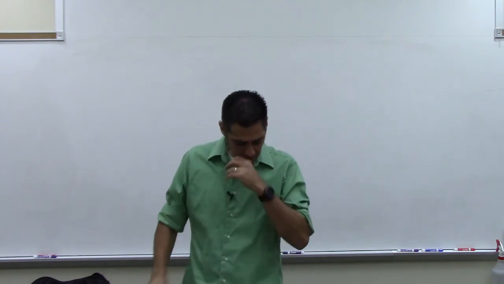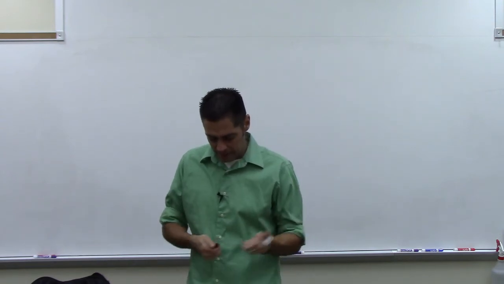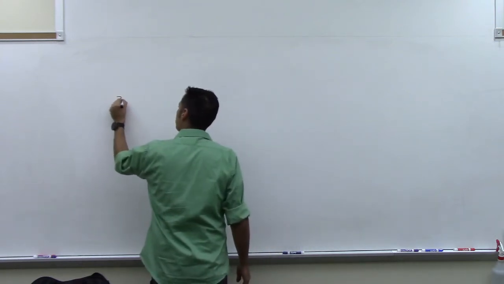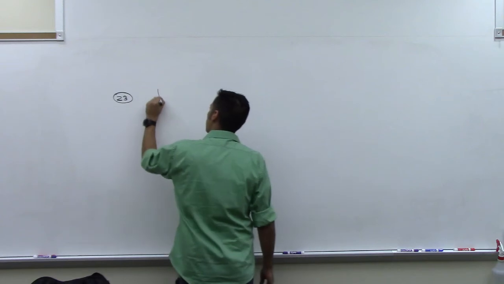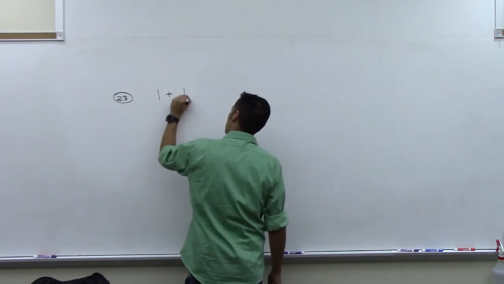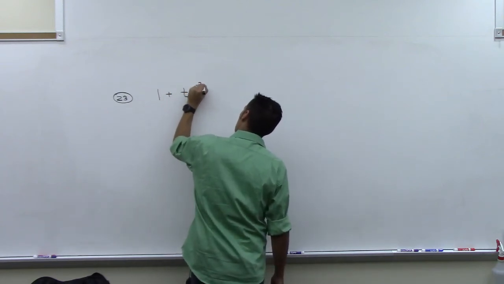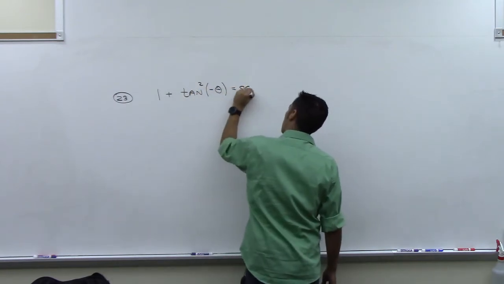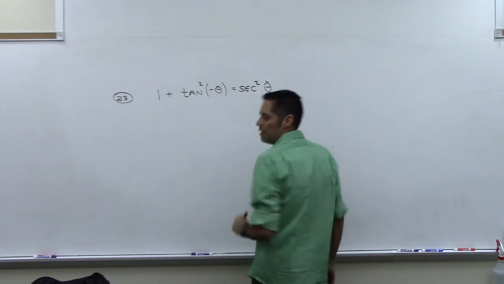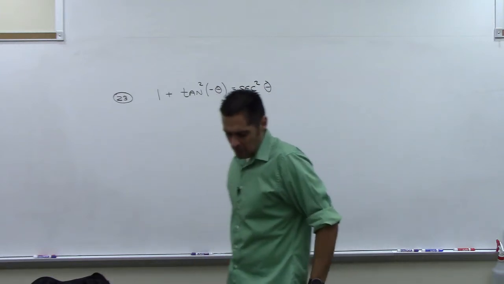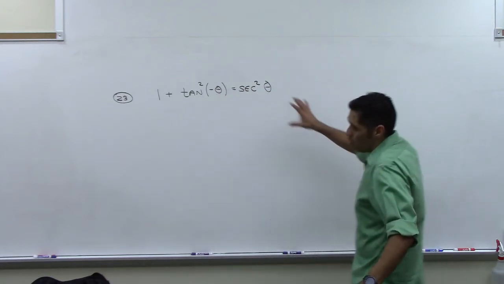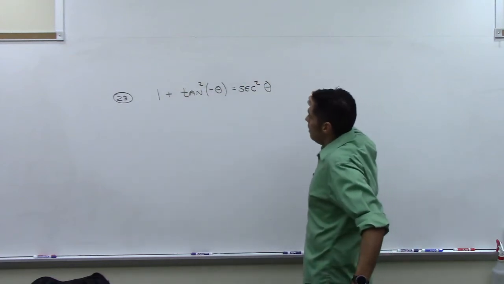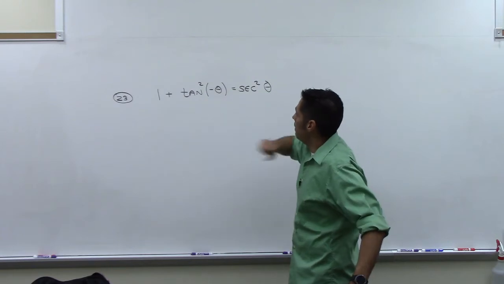So on each of these, we want to establish the identity. So let's start with number 23. We want to establish the identity that 1 plus tangent squared of negative theta equals secant squared theta. Let me just double check that that's what it says. All right, so we need to start with one side and turn it into the other side. And we always want to start with the side that looks a little more complicated. So this one over here.